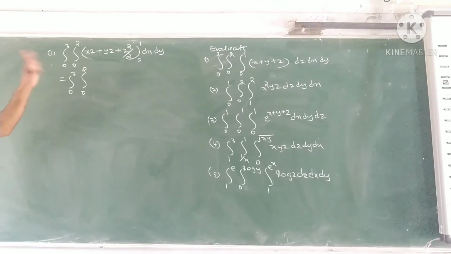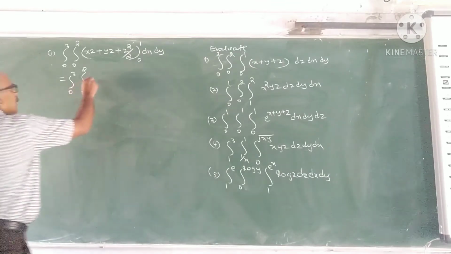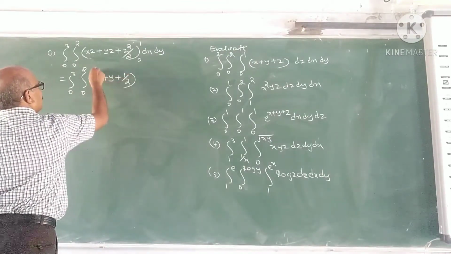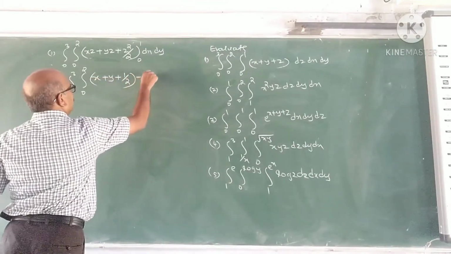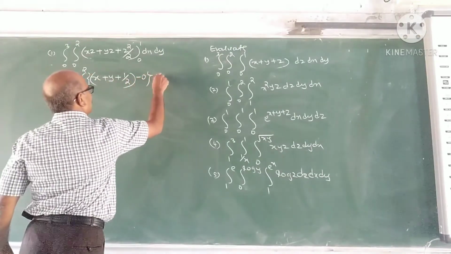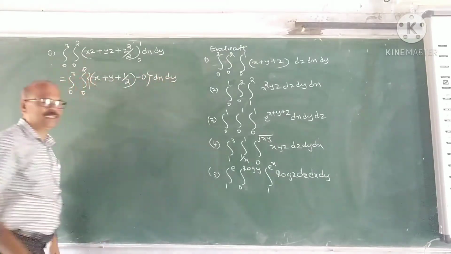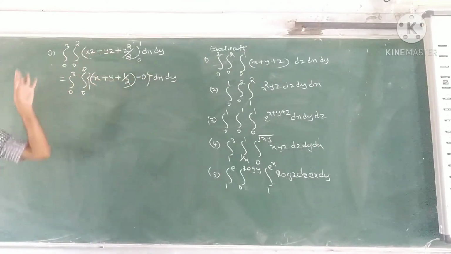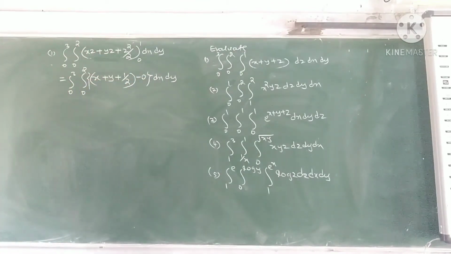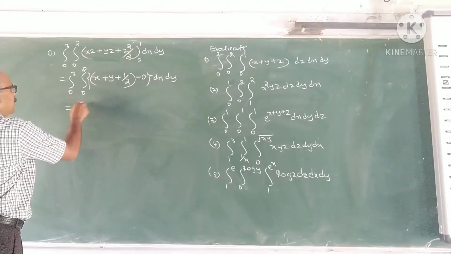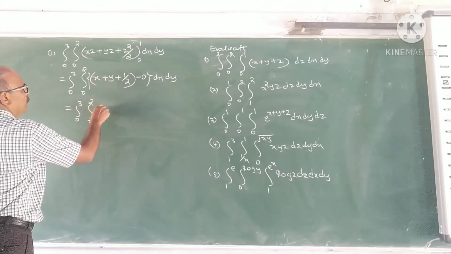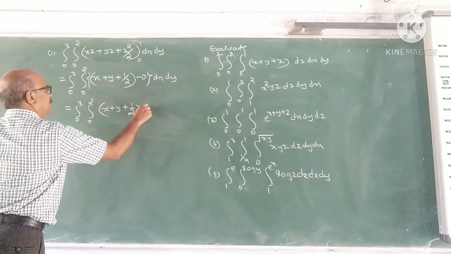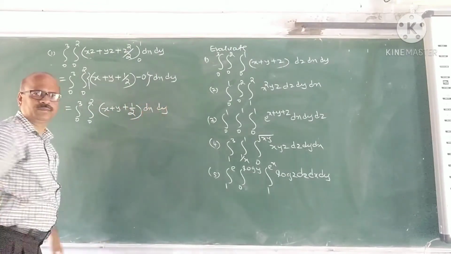Limits assigned to z are 0 and 1. So x into 1, y into 1 plus 1 by 2 minus 0 with respect to x. Why minus 0? Because everywhere z is there, if you take z as 0, it becomes 0. So 0 to 3, 0 to 2, x plus y plus half dx dy.